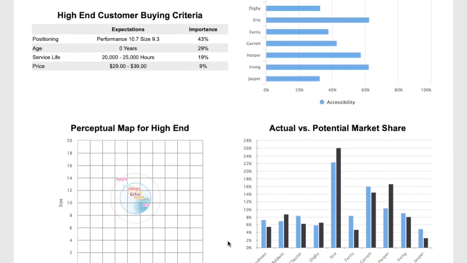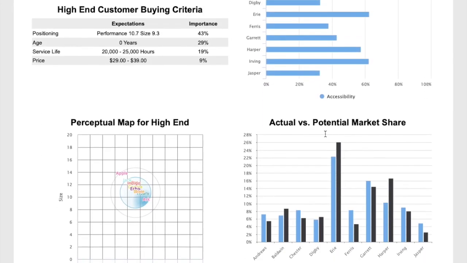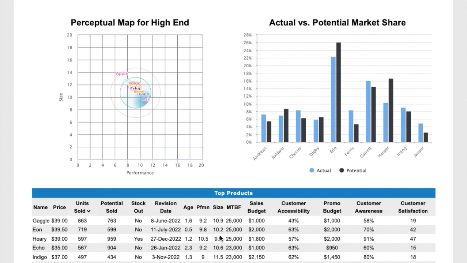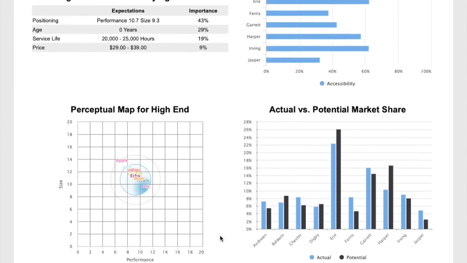High end, so it looks like Team Airy is focusing on the high end market. So if you are choosing that strategy, then you need to really focus on the high end. Still have some potential here. If you can reach that, that'd be great. Okay.